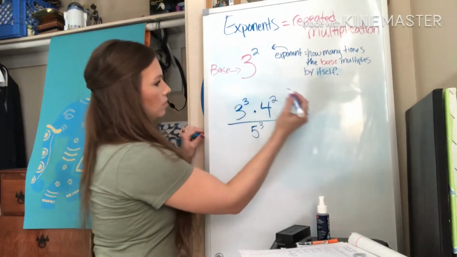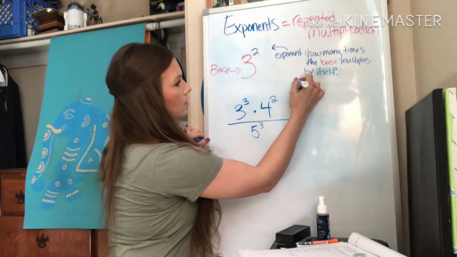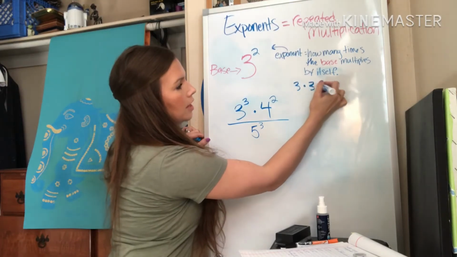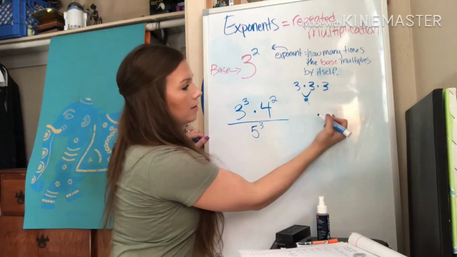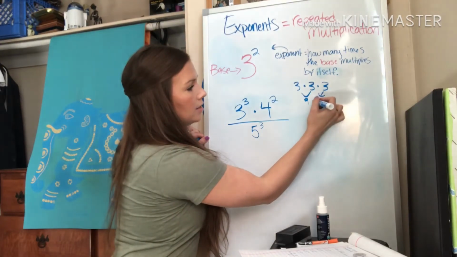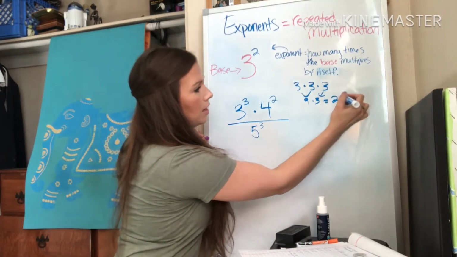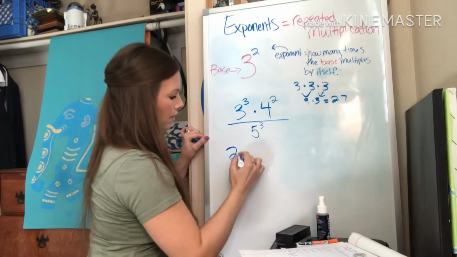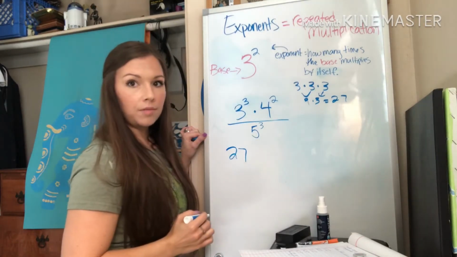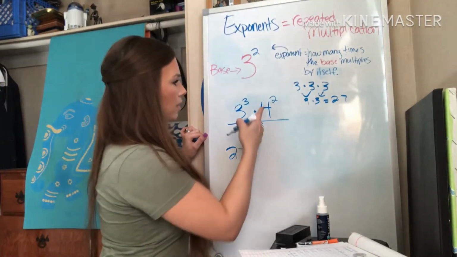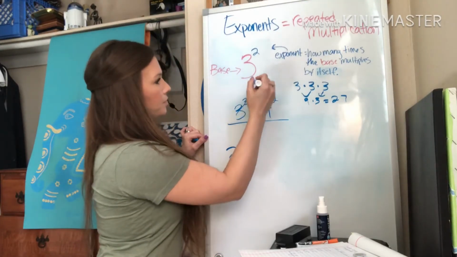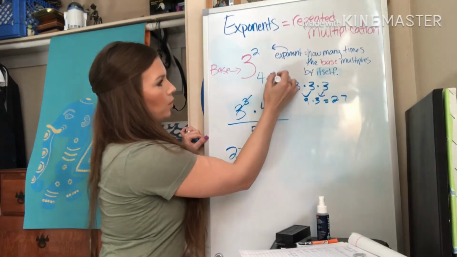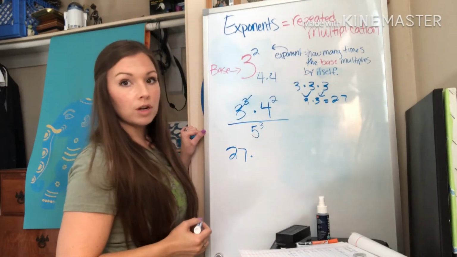So 3 cubed is the same as 3 times 3 times 3, right? So 3 times 3 is 9. And then 9 times 3 is 27. So now we have 27. Okay? And then now we have 4 squared. 4 squared is just 4 times 4, right? 4 times 4 is 16.